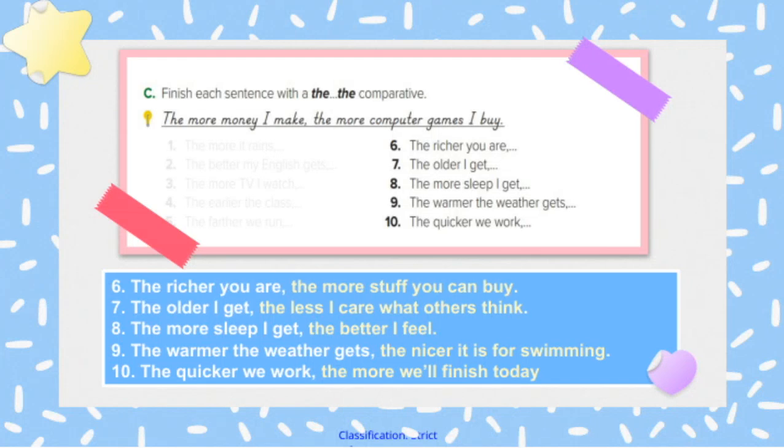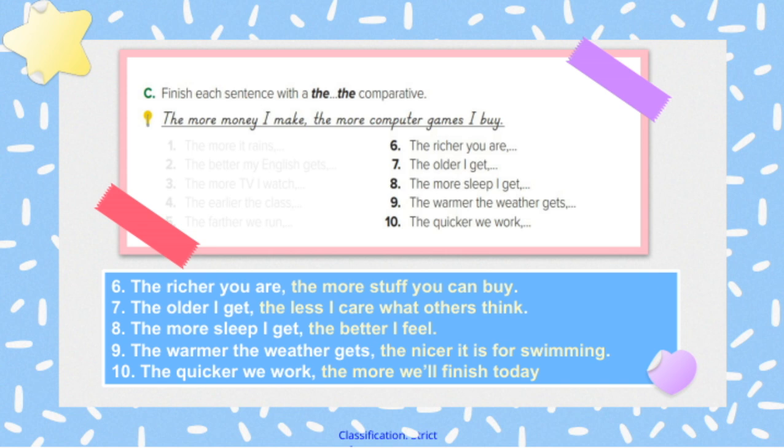So, as we look at these points, what they're really illustrating is how certain factors can influence outcomes or feelings in our daily lives. For example, the richer you are, the more stuff you can buy. That's pretty straightforward, but it highlights how wealth can expand our options. Then, as I get older, I find I care less about what others think. That shift in mindset can really free us to be more authentic.